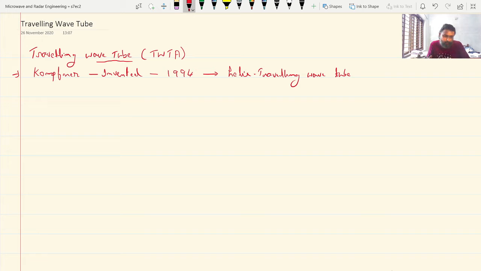If we classify the traveling wave tube, we can broadly classify it into two categories. One is the helix traveling wave tube, which is almost exclusively utilized for various applications. The first is the helix TWT, which has been widely utilized for broadband application.